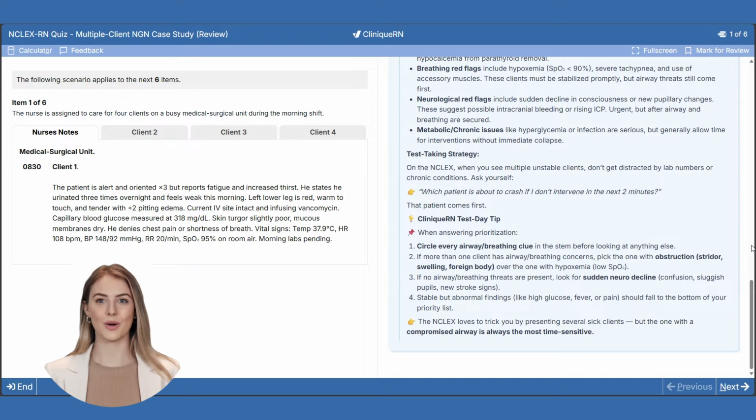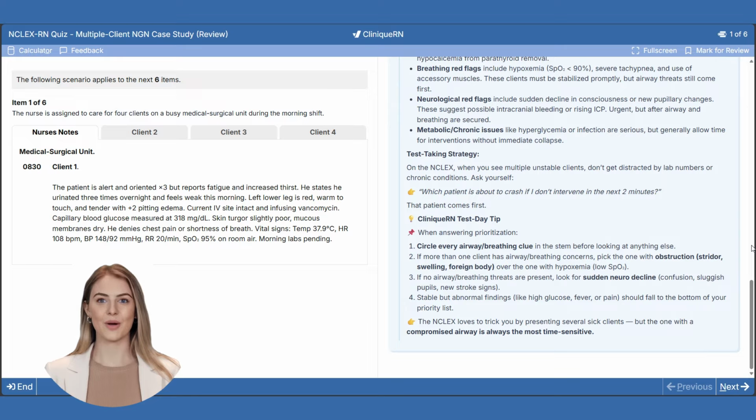CliniqueRN test day tip. When answering prioritization, circle every airway or breathing clue in the stem before looking at anything else. If more than one client has airway breathing concerns, pick the one with obstruction, stridor, swelling, foreign body, over the one with hypoxemia, low peripheral capillary oxygen saturation.